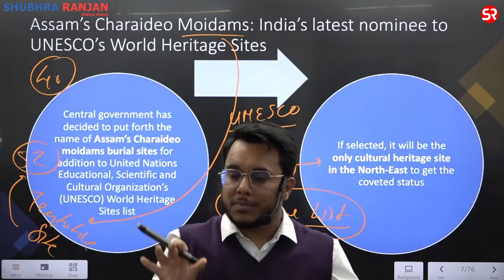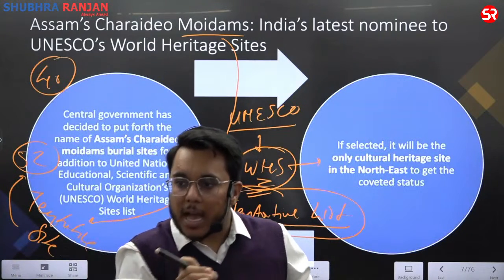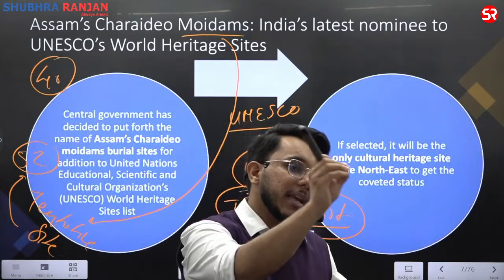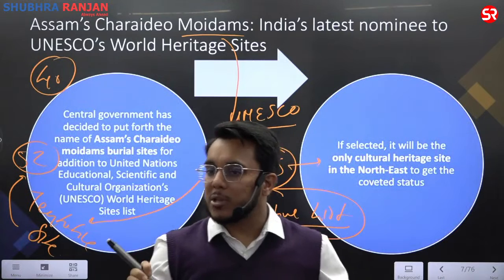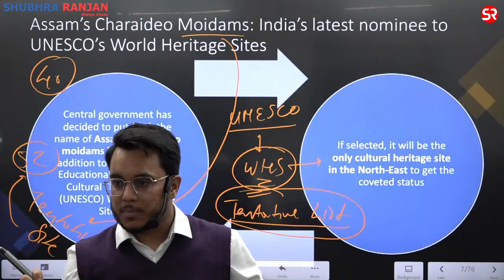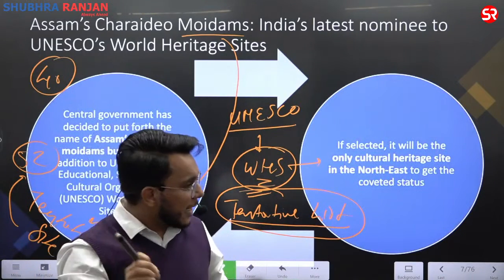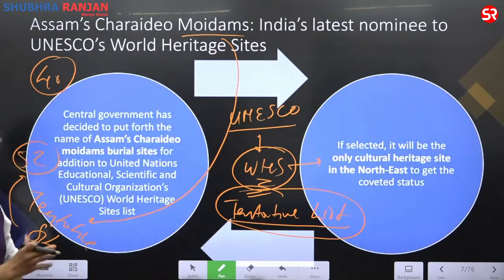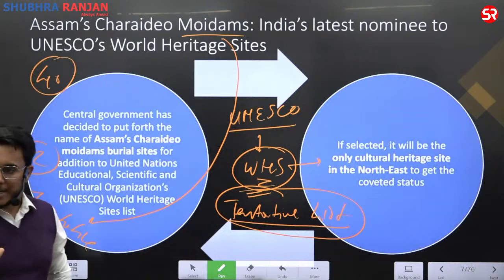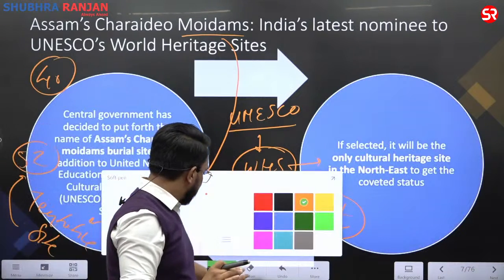And from this tentative list now we have asked that they should be declared as a World Heritage Site. Is it clear or not? So first of all, toh ye batao ki ye clear hai ya nahi hai? Are you getting it or not? So not designated as a World Heritage Site, not got added into the tentative list now. They are there in the tentative list since 2014. Are we clear? Now what are these?